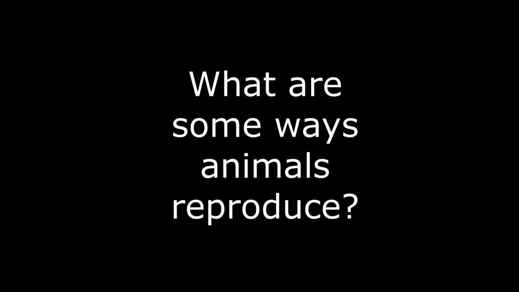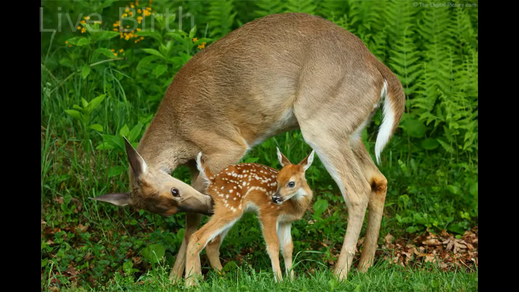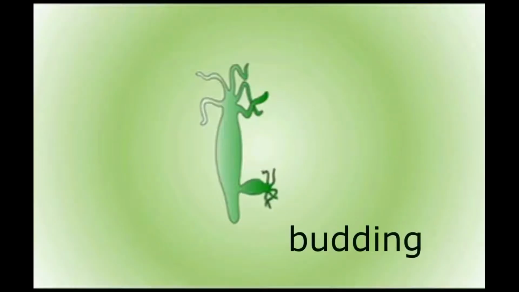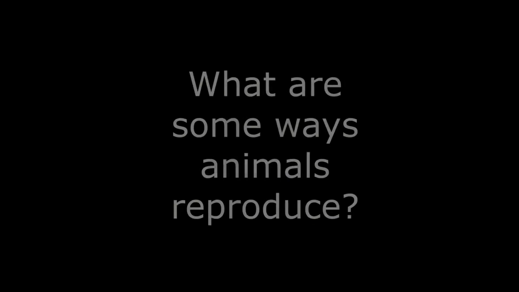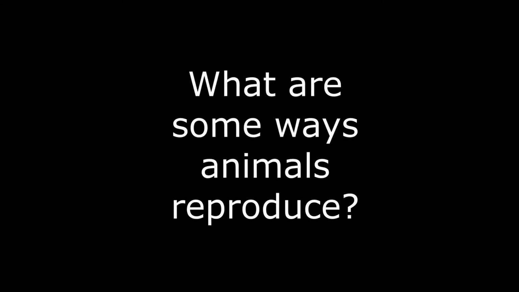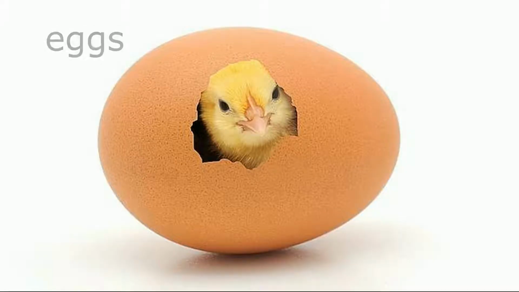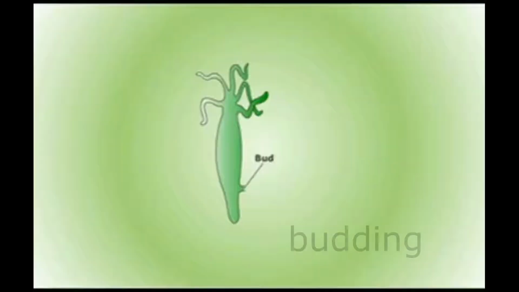What are some ways animals reproduce? Some ways animals reproduce are live birth, eggs, fragmentation, and budding.